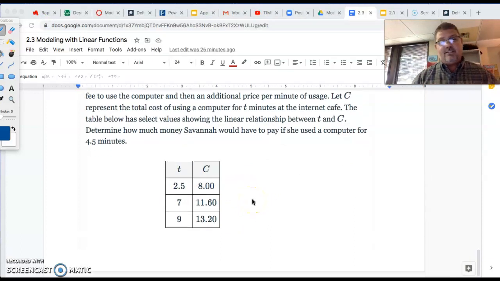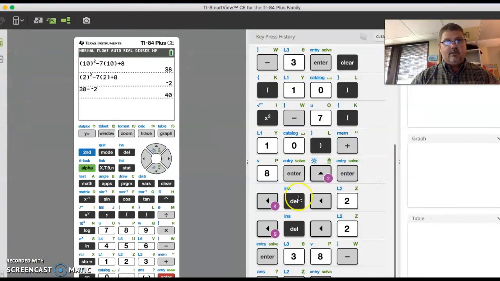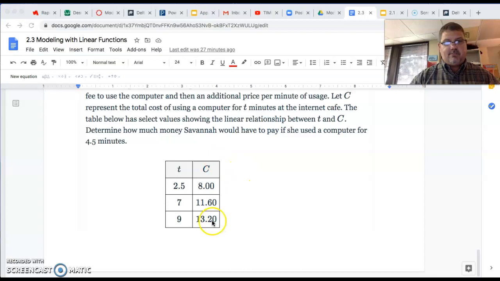Now that's not hard to find, is it? Since this is a linear relationship and it says so right here, we can compute a slope really quick. So let's do that. I'll clear my calculator out. What I'm going to do is subtract 13.2 minus 11.6. Well, we'll just do it this way: 11.6 minus 8, and then 7 minus 2.5. Let's go ahead and calculate that.